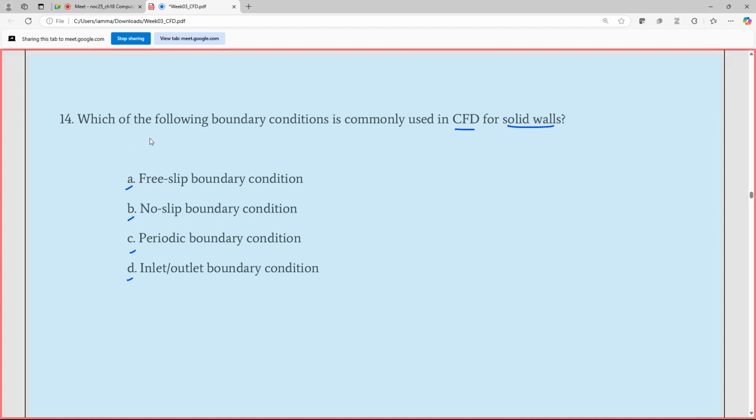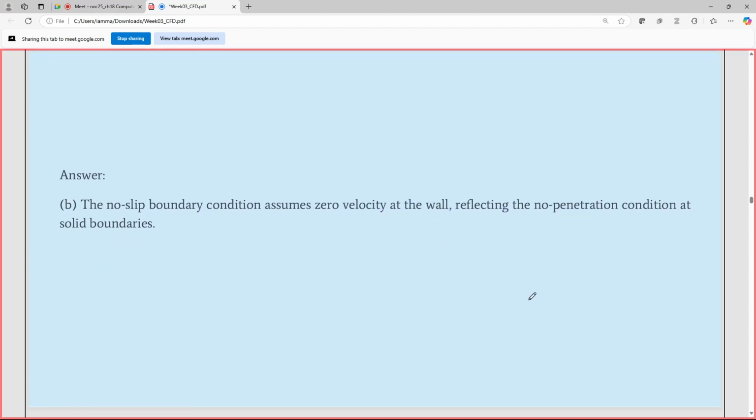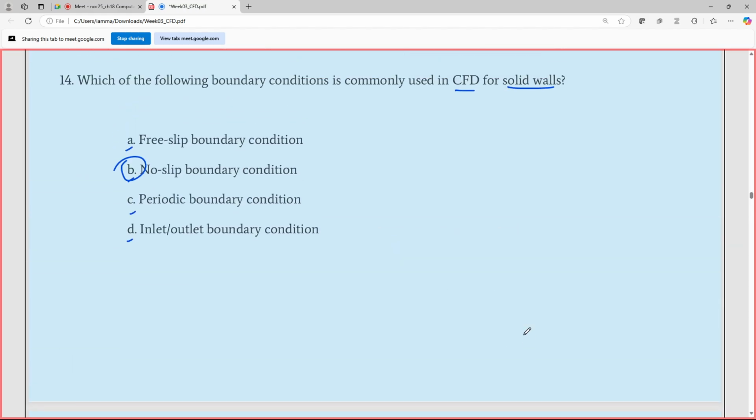Okay, our answer is option B, no slip boundary condition. The no slip boundary condition assumes zero velocity at the wall. So that's what we are establishing: the wall is rigid, the wall is not moving. Such a condition is known as a no slip boundary condition. Let me explain the other boundary conditions also.